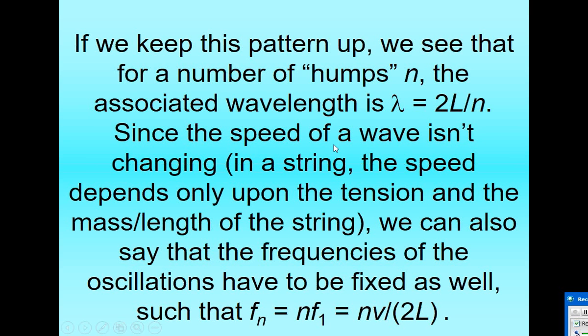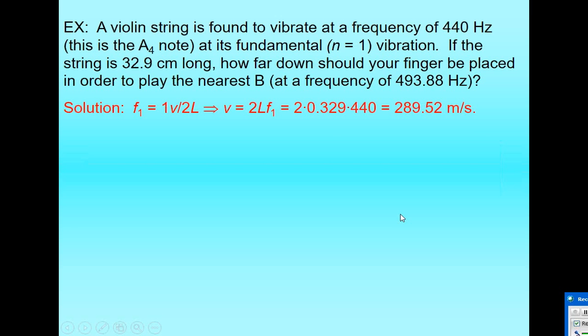And so what we get is that the nth frequency, the frequency of the nth hump, is equal to n times the propagation speed v divided by 2L. So if we know v and if we know the length of the string, we can predict the frequencies at which we get standing waves.